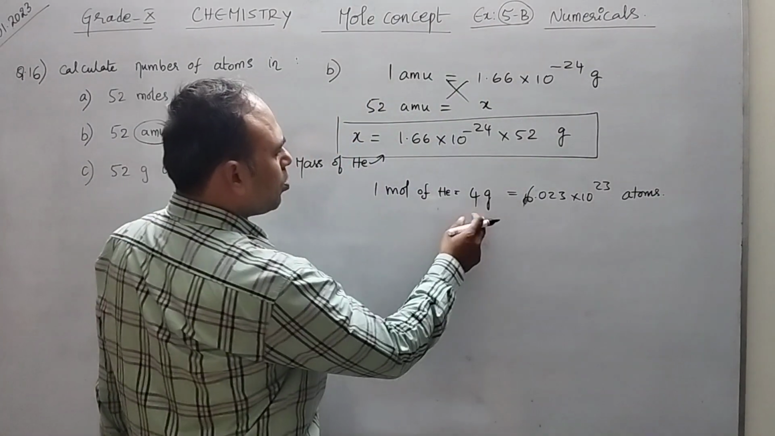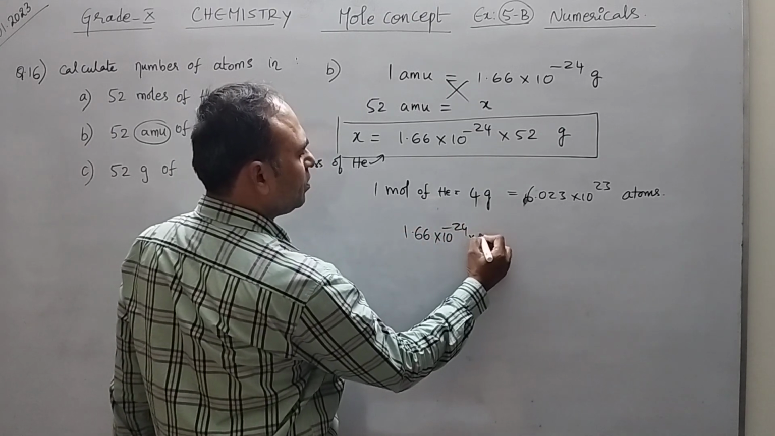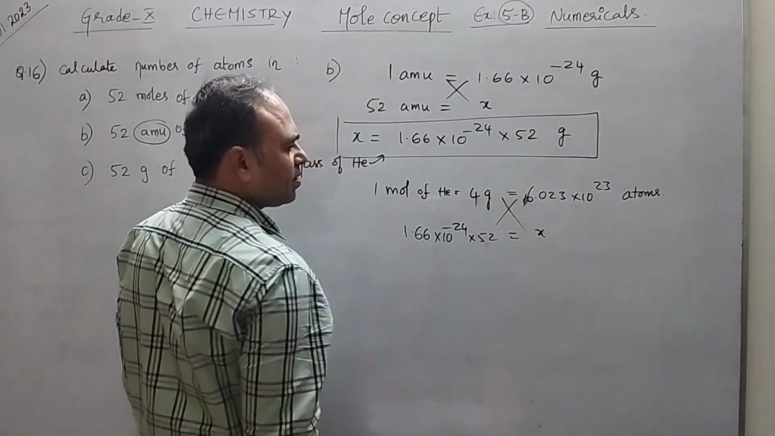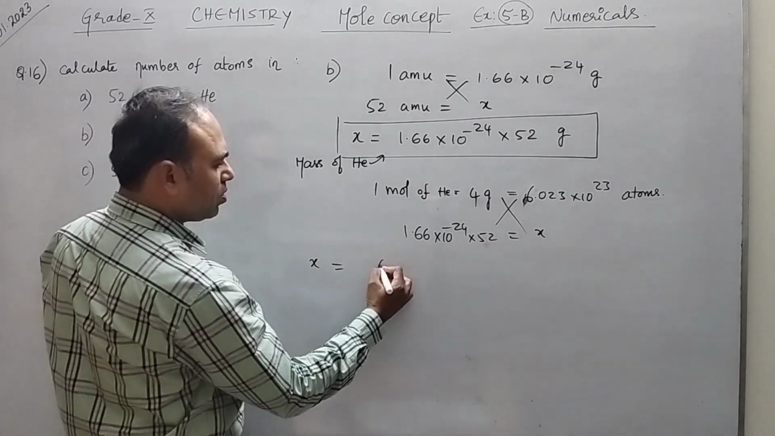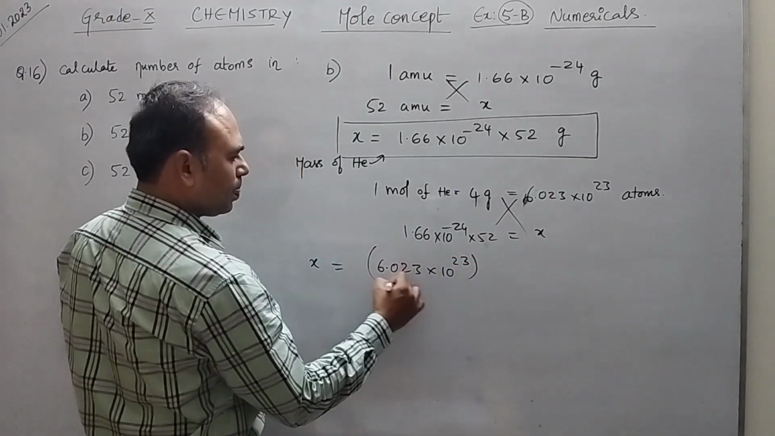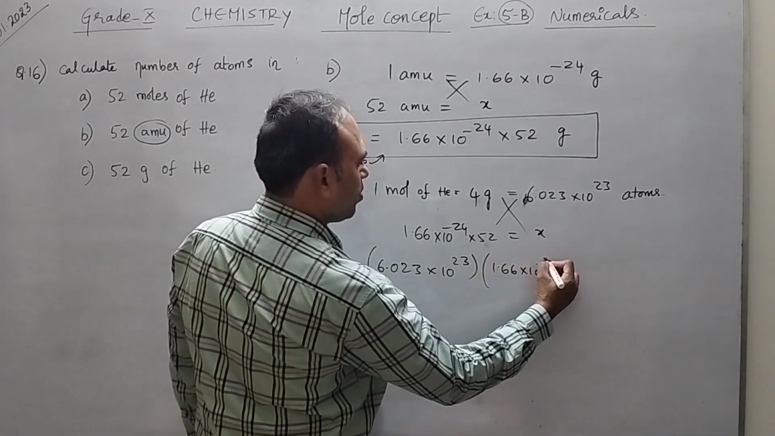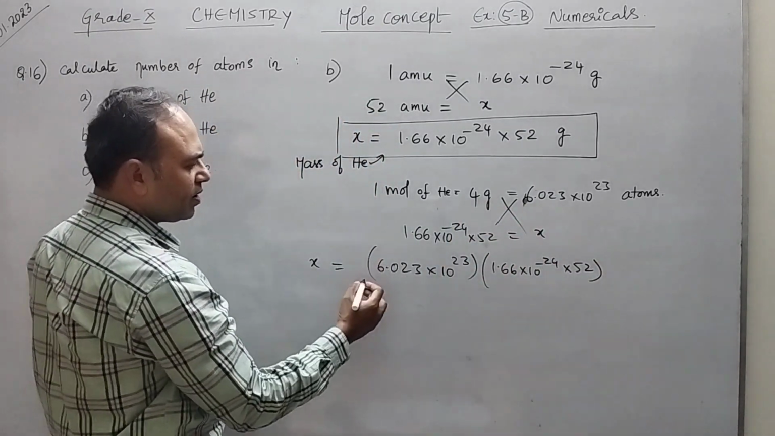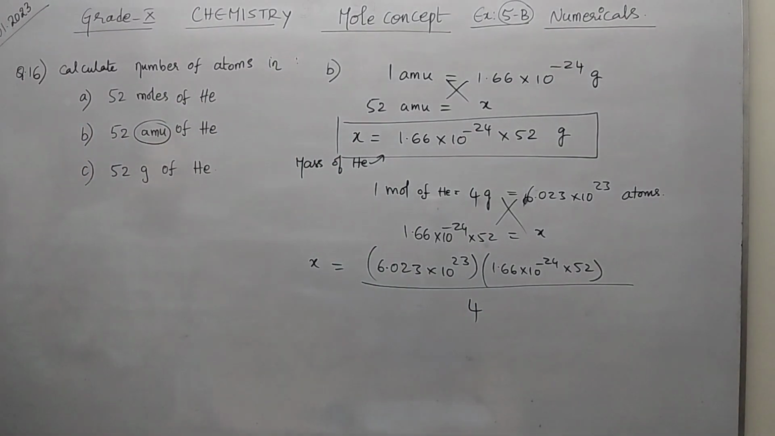Now how much mass do you have? 1.66 into 10 to the power of minus 24 into 52. So find out how many atoms are there as x. Now we have 4x, so therefore x is equal to 6.023 into 10 to the power of 23 into 1.66 into 10 to the power of minus 24 into 52. Since 4x was there, now x is equal to, we take 4 in the denominator. Hope you have understood this.